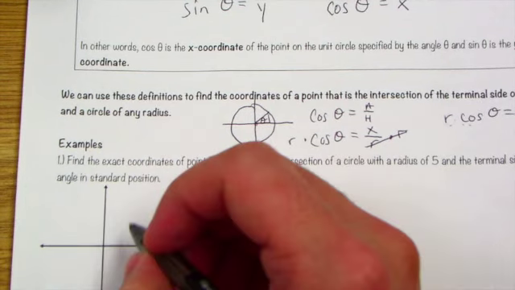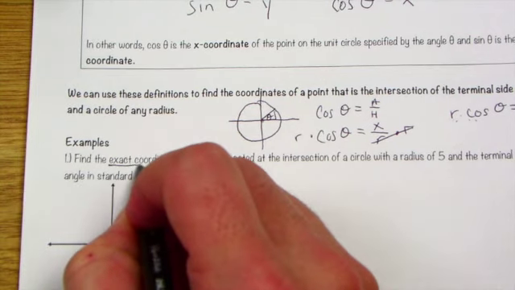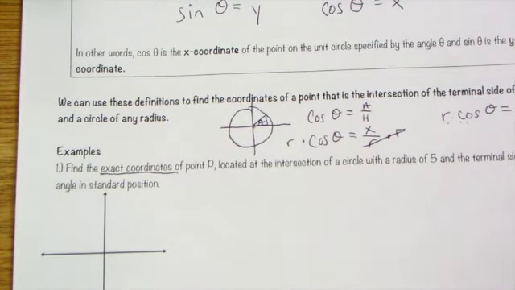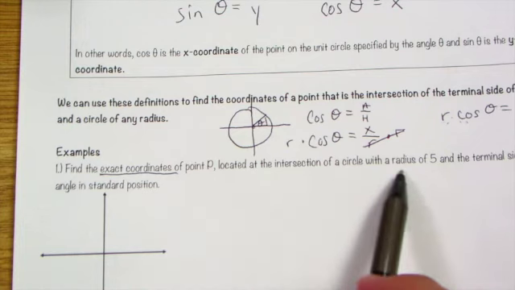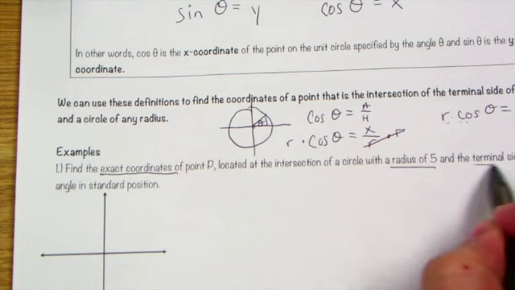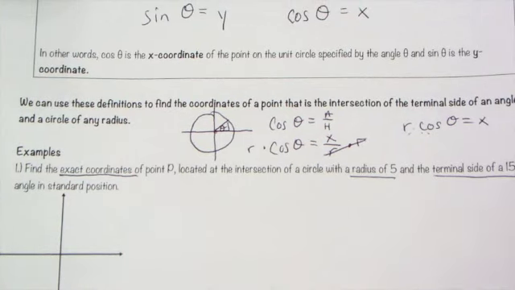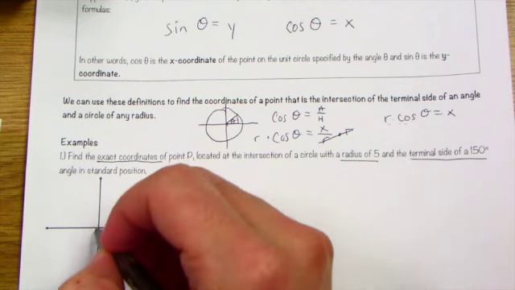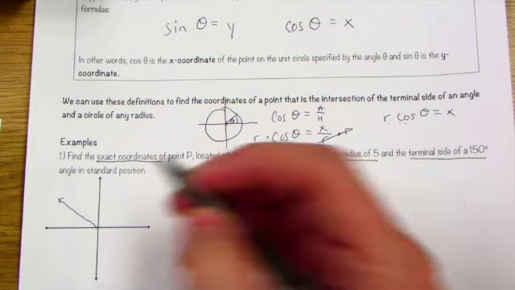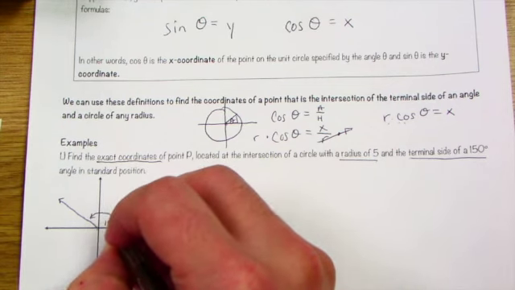So the first question here asks to find the exact coordinates, meaning you cannot put this in your calculator. You need to use the unit circle to find exact coordinates, no decimals. They are located at the intersection of a circle with a radius 5 and a terminal side of 150 degrees. So if you look at your unit circle and find 150 degrees, you'll see that 150 degrees is somewhere over there. A rotation of 150 degrees.